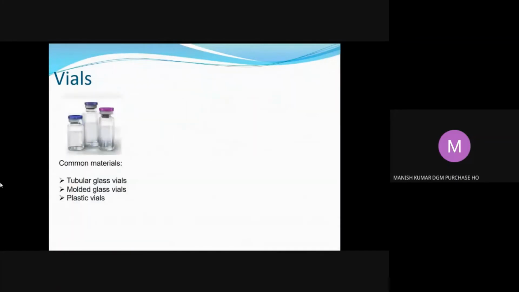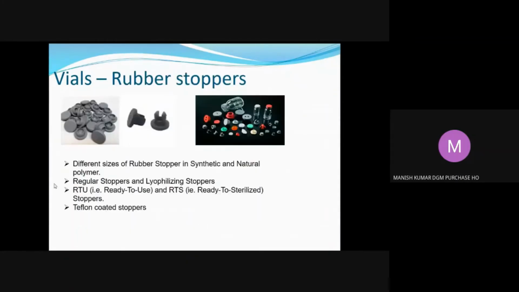On the glass, we have to put rubber stoppers. Rubber stoppers are available in synthetic as well as natural rubbers, natural polymers. We normally use synthetic rubber stoppers. They come in different types, such as bromobutyl, chlorobutyl, and nitrile rubbers. Different grades of rubber stoppers are available, and we select them as per your product compatibility and stability.